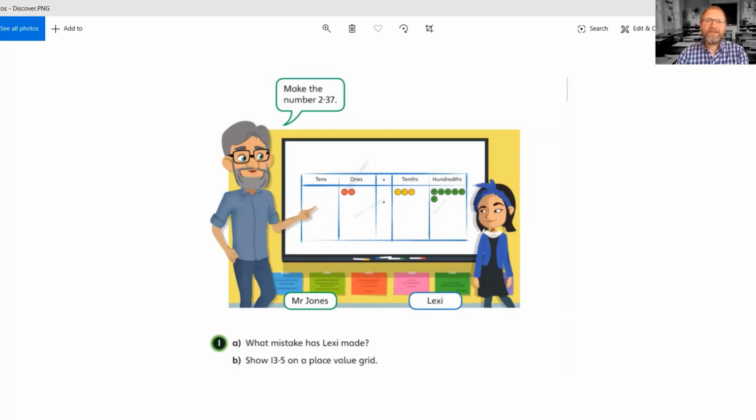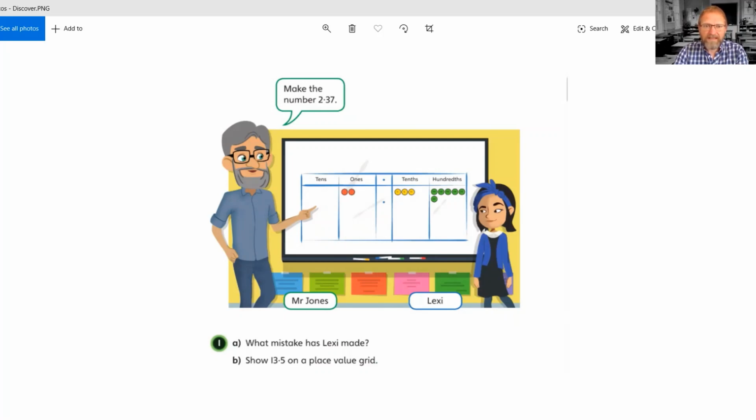Hi, and welcome to lesson 2, and this is writing decimals. And here we've got our discover question. It says make the number 2.37. Okay, so Mr. Jones is asking Lexi that question.